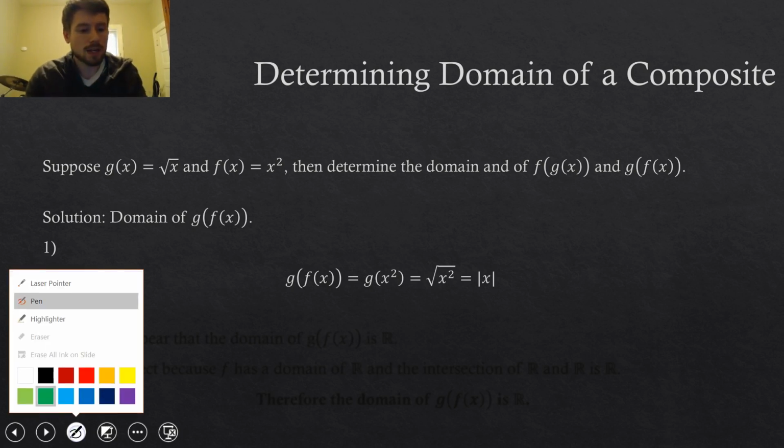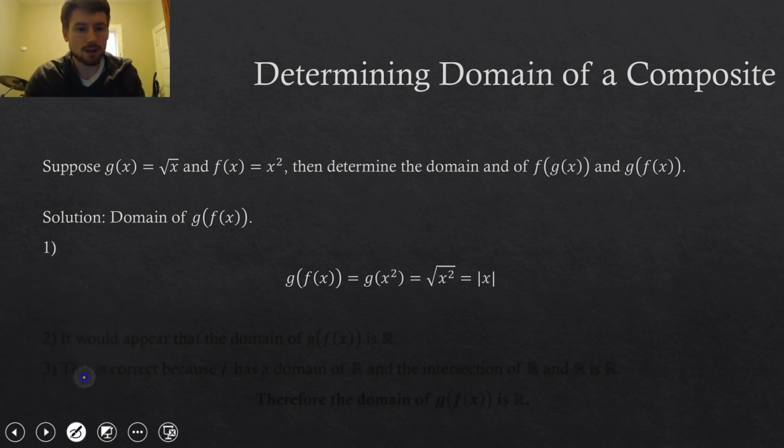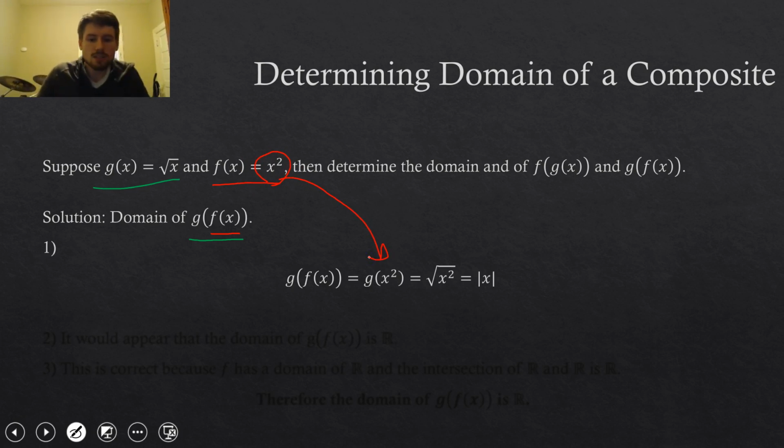Well, now we're plugging f of x into g, right? So our inner function is x squared, and our outer function is square root. So we're going to take x squared and plug that in to the g function. And what's the g function do?